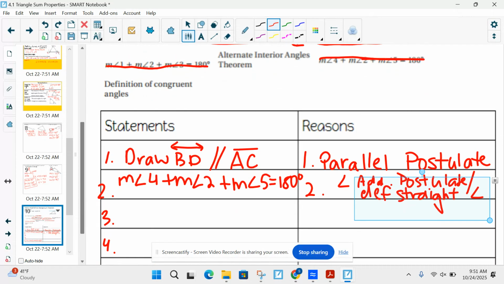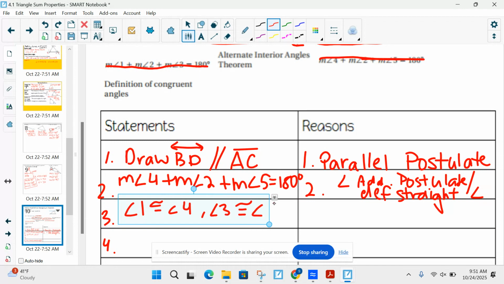And then number 3. What can we say for number 3? Gavin. You could say angle 1 is congruent to angle 4, angle 2 is congruent to angle 3, angle 2 is congruent to angle 5. Yes. That's what we're going to say, and that's because of the alternate interior angle theorem.